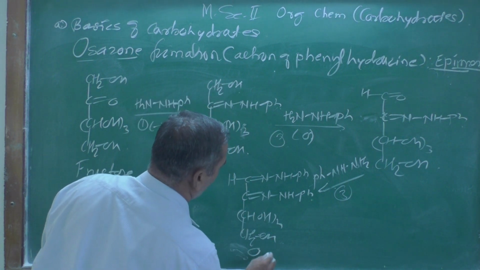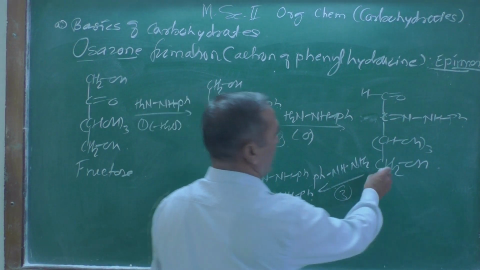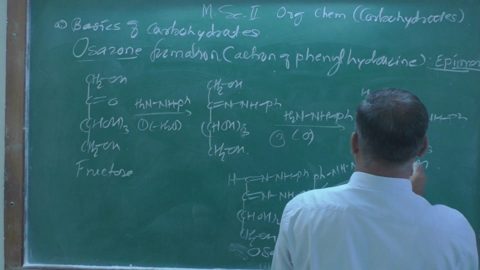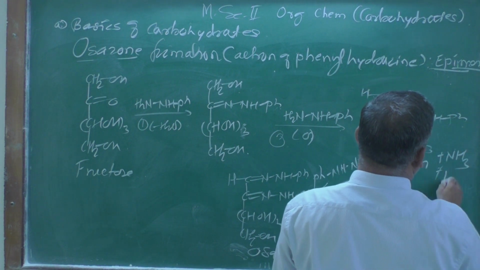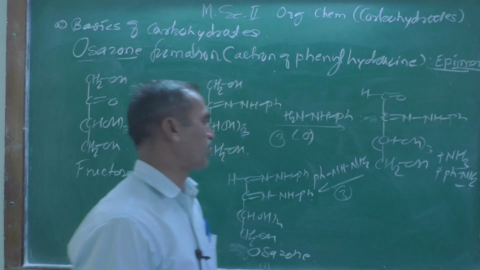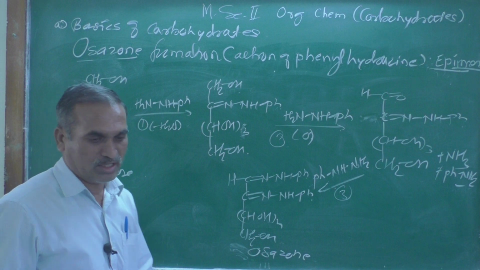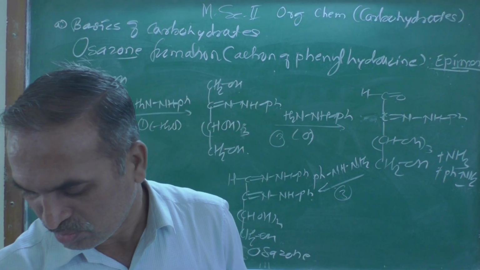The oxazone derivative is obtained, and in addition to this there is a formation of ammonia as well as aniline. NH2-Ph, aniline, is generated there, and we get the osazone as one of the derivatives.